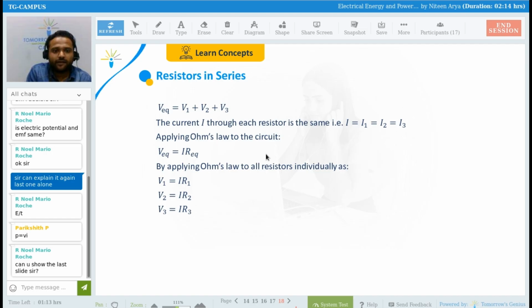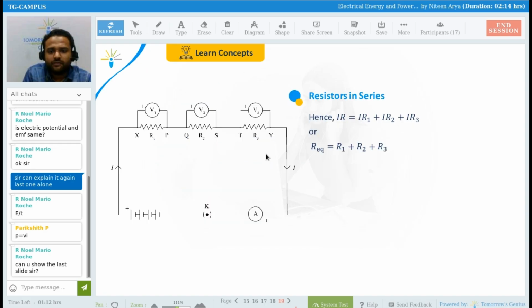So this is V equivalent, V1 plus V2 plus V3. As we know, I equals I1 plus I2 plus I3. Current remains the same in each resistor in series combination. V equivalent is I times R equivalent using Ohm's law. We get this, and then moving ahead, resistor in series. Maybe they want the proper explanation, or this is going to be this.